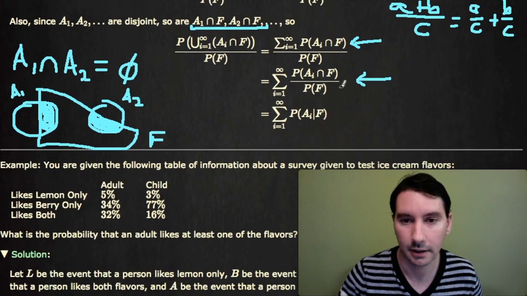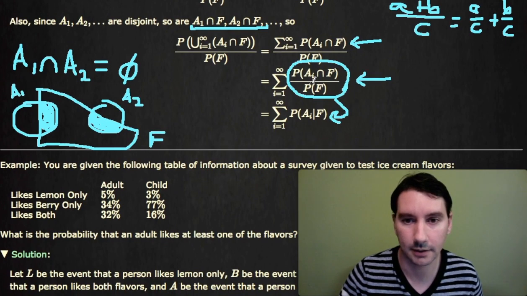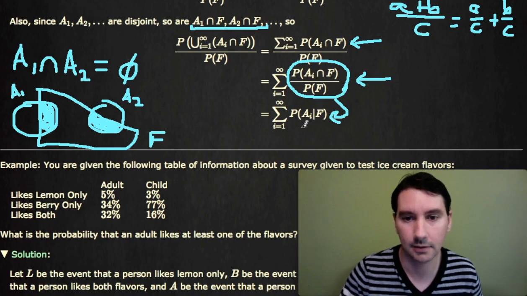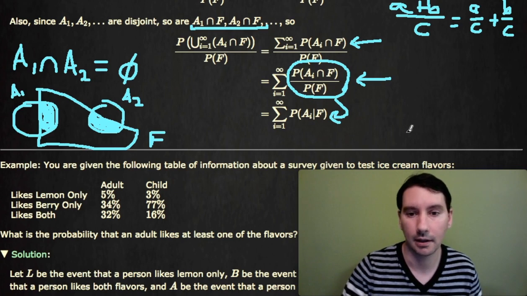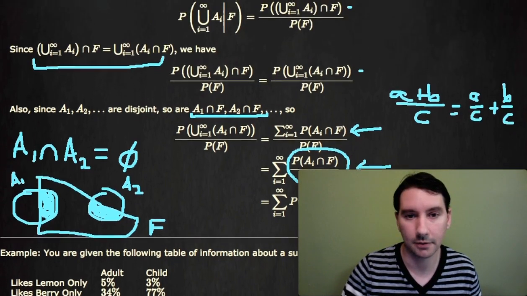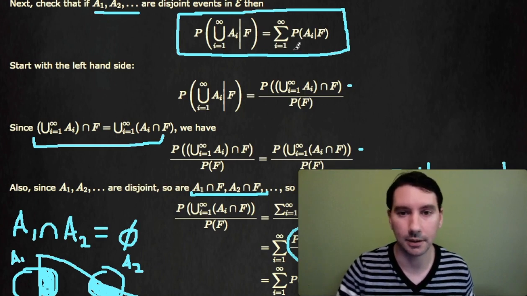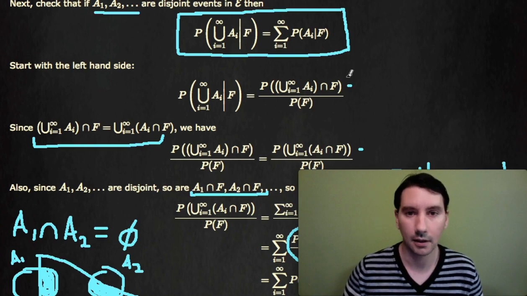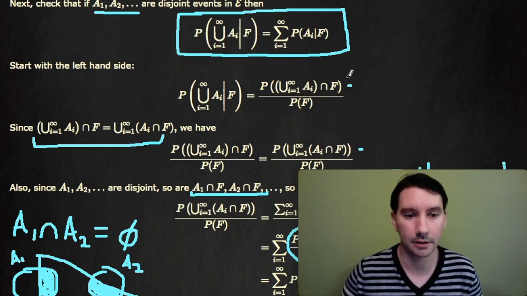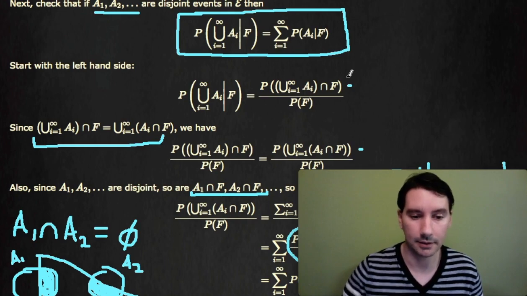And finally, each one of these pieces here is by definition a conditional probability. So the probability of A_i intersect F divided by the probability of F is the probability of A_i given F. And so therefore, we have shown that this is in fact true. So the probability of the union of the A_i's given F, which we started with, is equal to this thing we worked it down to, the sum from i equals 1 to infinity of the probability of A_i given F. Okay, so that was definitely the more complicated part. That's the proof. Let's look at an example.